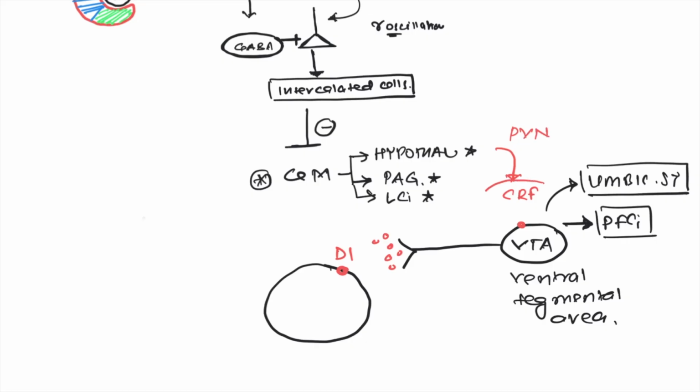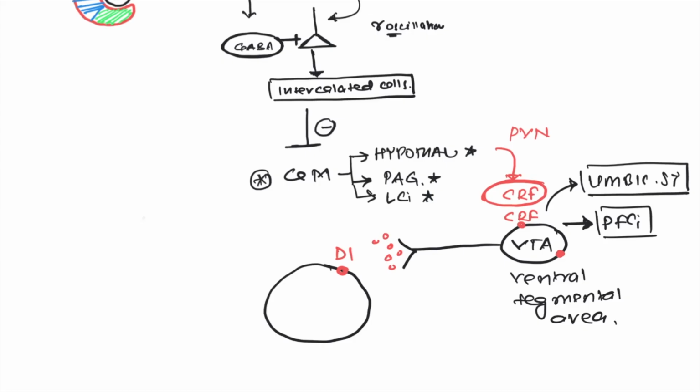CRF is a very important endogenous anxiogenic compound that is secreted by the brain. It will act on the CRF receptors on the dopaminergic neuron, causing the release of dopamine under stressful situation, because CRF is released whenever there's too much stress.